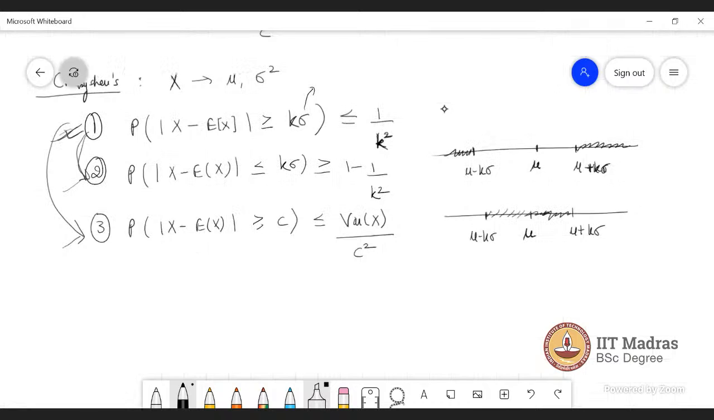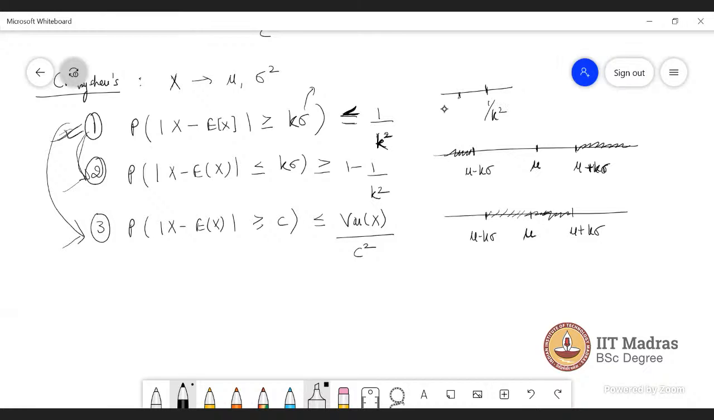Any doubt in Markov and Chebyshev? No, ma'am. Just that upper bound, could you say it once more, please? Upper bound, lower bound concept. Yeah. So this probability should be less than or equal to 1 upon k square, right?